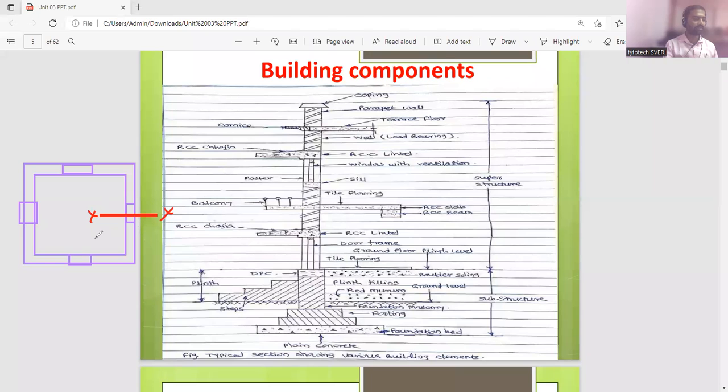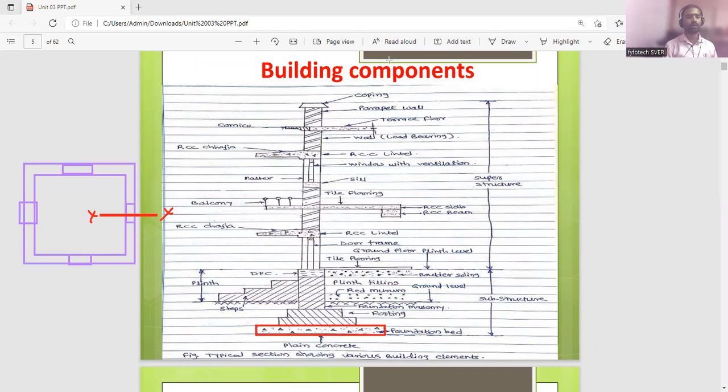Okay, it means I will cut vertically. I will cut this entire building. When I cut, the building will look like this. Okay, so the bottommost layer, whatever I have drawn here, this is called as... Is it visible to everyone? Yes, sir. See, this is called the foundation bed.